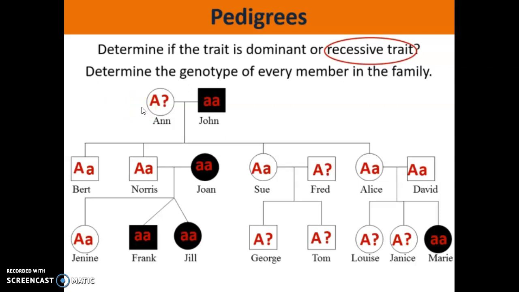She most likely is going to be big A because she has four children that all inherited a big A from her, but we just can't be sure. So this is as much as we can fill in on this pedigree chart for this trait of being awesome.